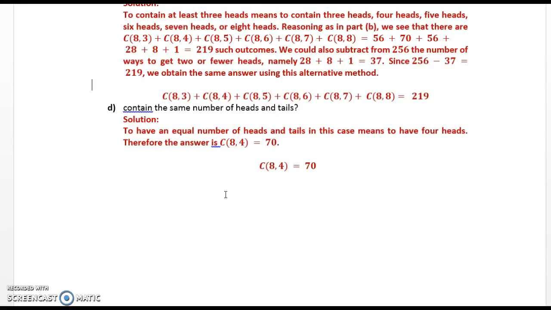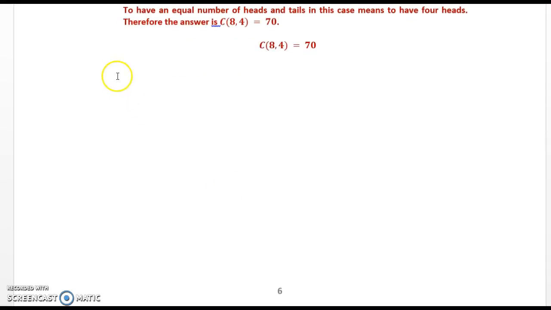Contain the same number of heads and tails. To contain an equal number of heads and tails means to have 4 heads. The answer is C of 8, 4, which is equal to 70. And that concludes our lecture.